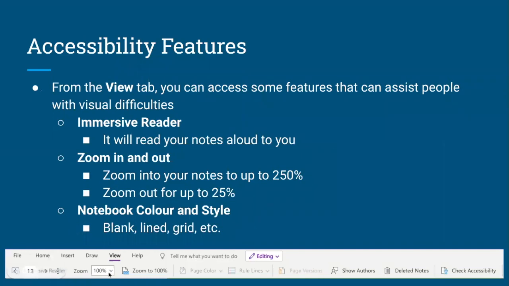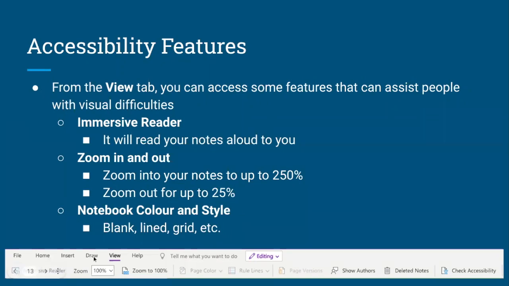Accessibility features. From the View tab, you can access some features that can assist people with visual difficulties. There is something called the Immersive Reader, which will read your notes aloud to you. You can zoom in to your notes up to 250% or zoom out for up to 25%. The notebook color and style can be changed to blank, lined, and grid as well.